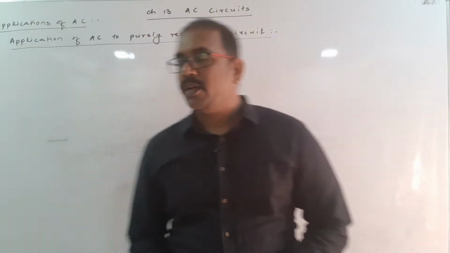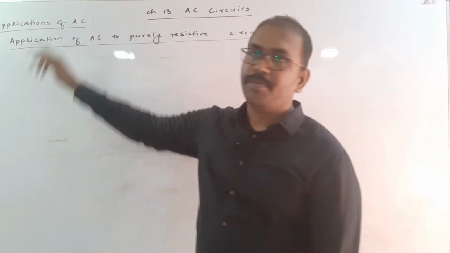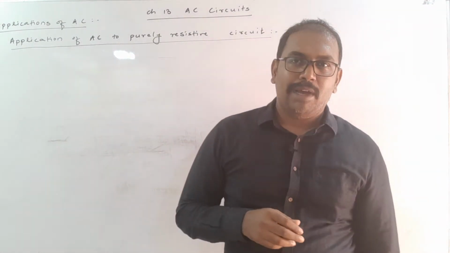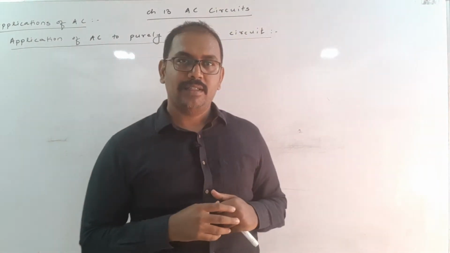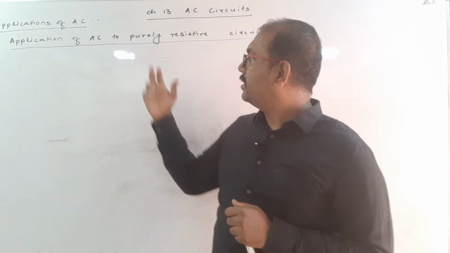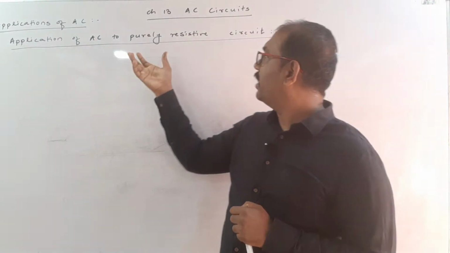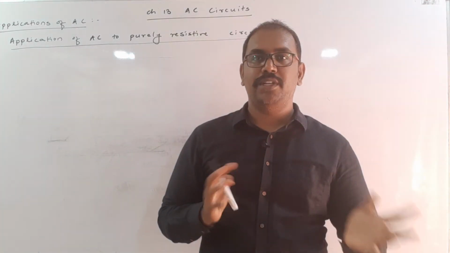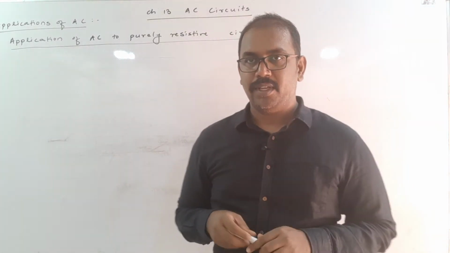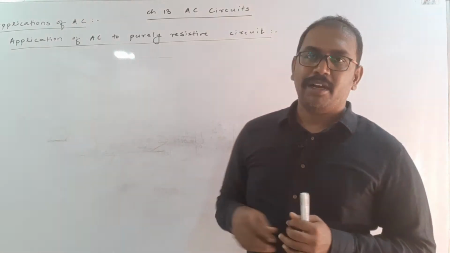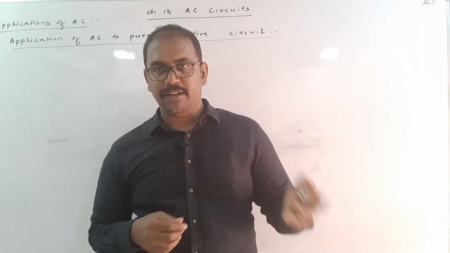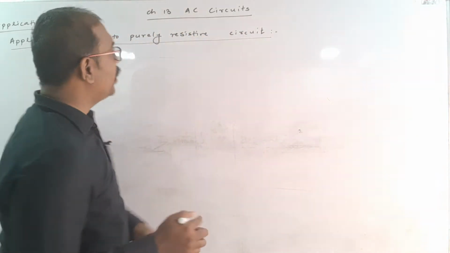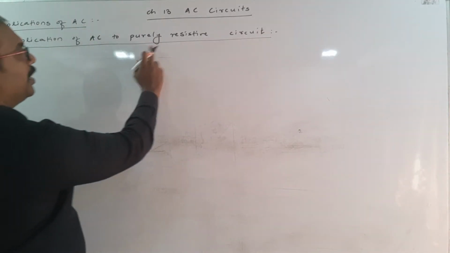Hello. Now we have to start applications of AC. In that article, we have to apply AC to different devices. For example, we have to apply AC to a purely resistive circuit, and then we have to study EMF and the current. In a similar manner, after that we have to apply it to the capacitor and inductor also, and all the three simultaneously also. So, applications of AC to a purely resistive circuit.